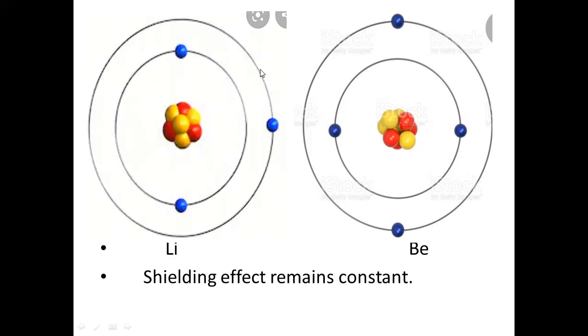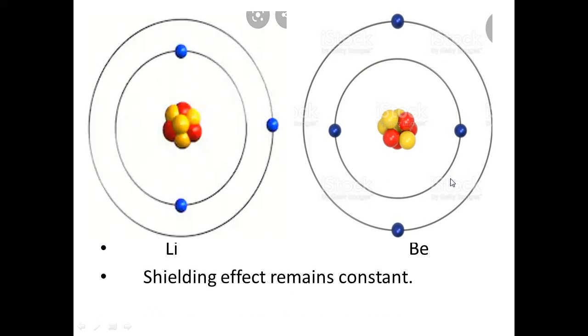The number of shells remains constant. Two shells are present in lithium and two shells are present in beryllium, so the shell numbers are the same. And the number of inner electrons is also the same: two inner electrons are present in lithium and two inner electrons are present in beryllium.